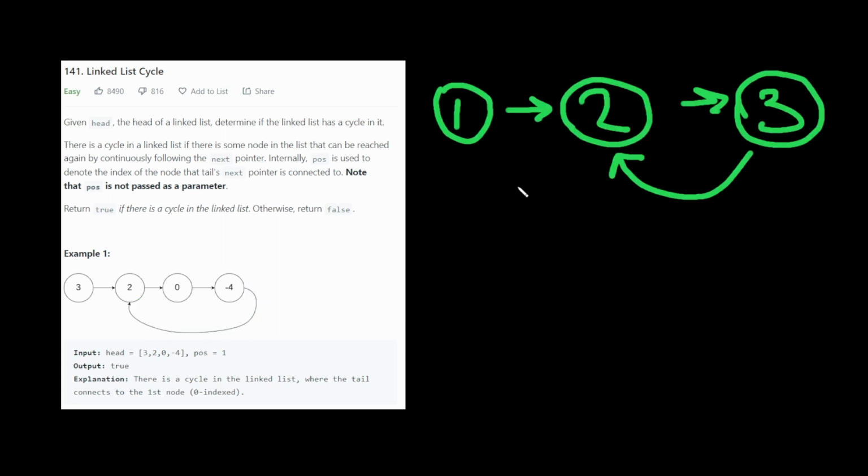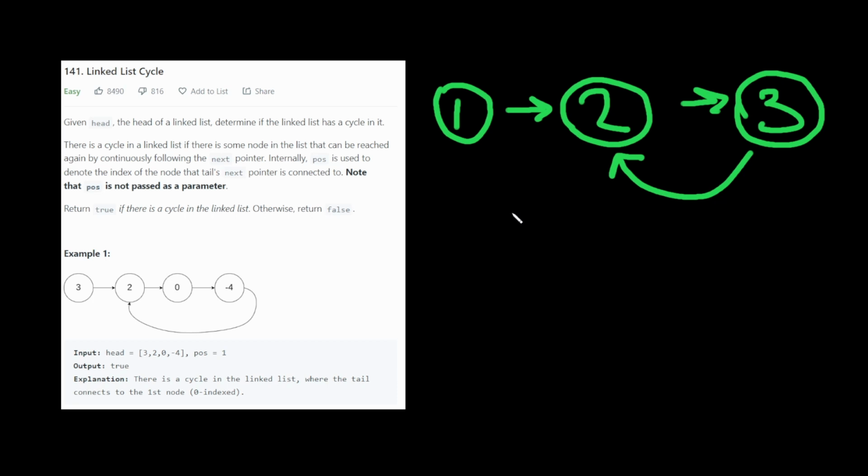This is LeetCode 141, Linked List Cycle. Essentially, we're given a linked list and we want to return whether the linked list has a cycle. It has a cycle if the last element points to a previous element. Okay, we have our linked list here, 1, 2, 3, and the 3 points back to the 2. Therefore, this linked list has a cycle and we would return true. Now, if we didn't have this arrow here pointing back, we would return false.